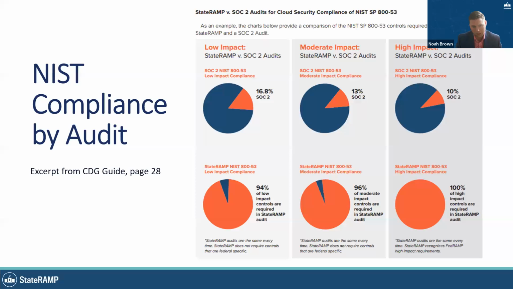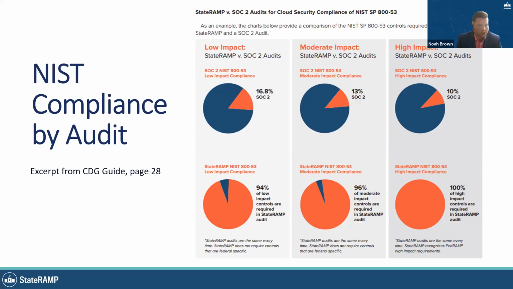So if you have completed a SOC 2 and you're going for a moderate impact StateRAMP audit, you already have 13% of the controls completed. So again, it gives you an entry point into the program. We actually have it as part of our Snapshot criteria.